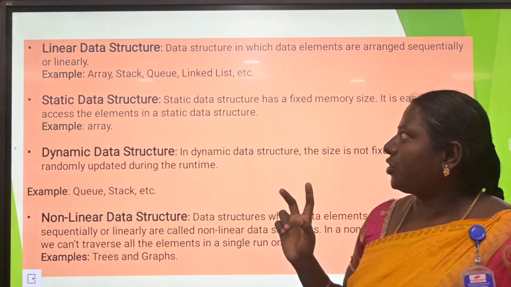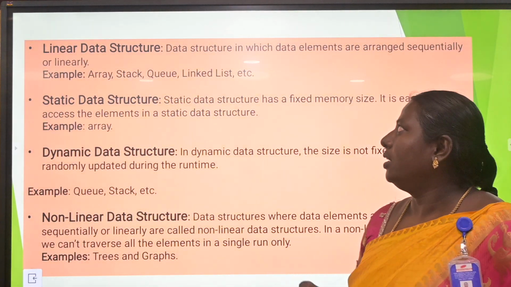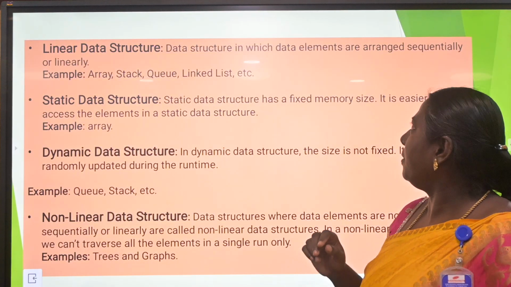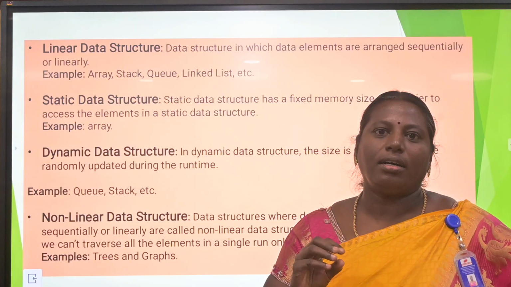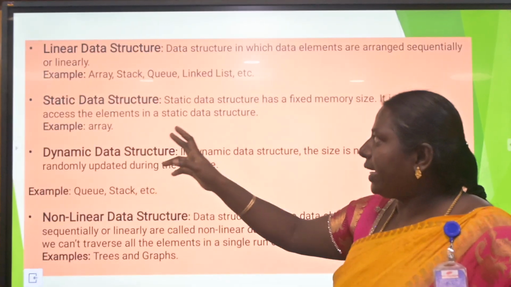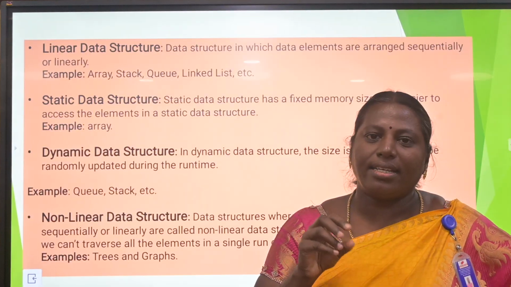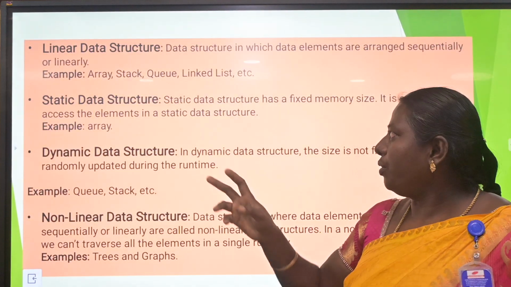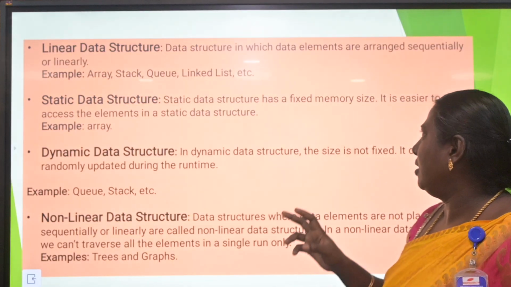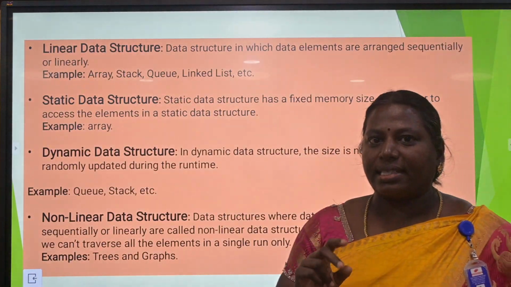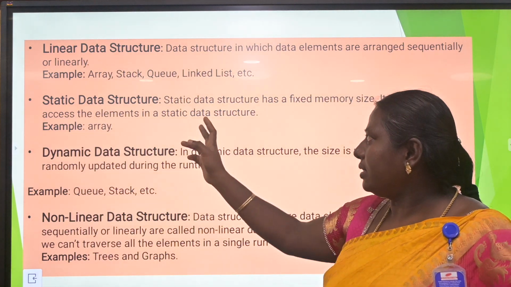What is meant by linear data structure? A linear data structure arranges the elements in a sequential way. That is a linear data structure. Static data structure: what is meant by static? Static is a fixed one. So the static data structure has a fixed memory size. It allows easier access to elements in a static data structure.